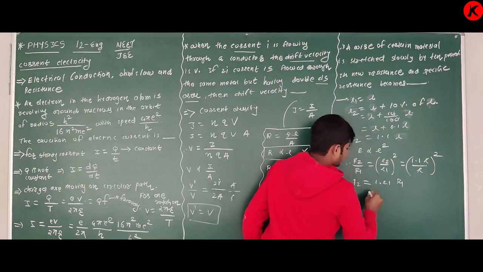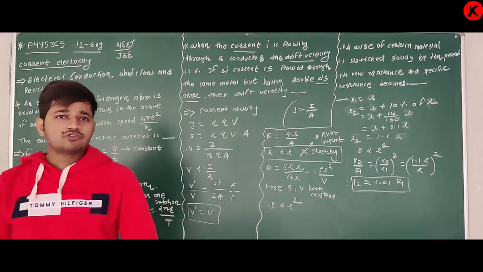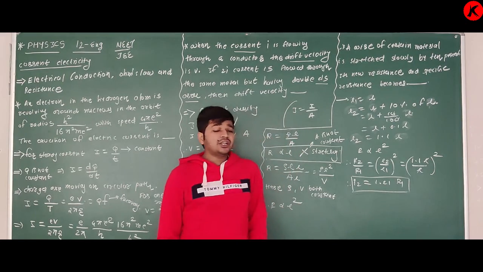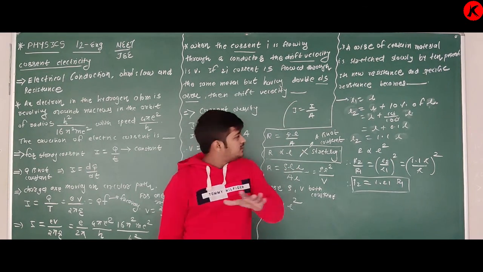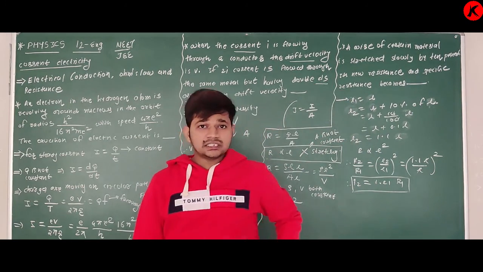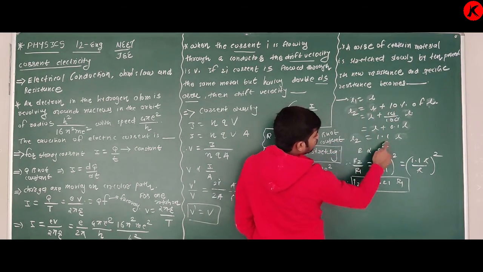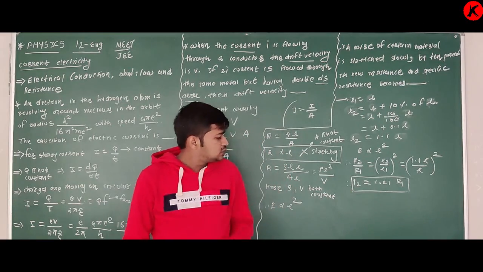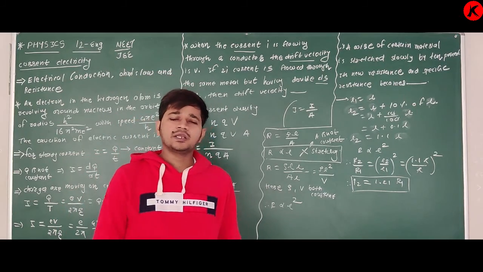So yes, it is your answer. R2 is equal to 1.21 R1. Clear? By mistake I had written it as resistance, but as it is stretched, its length changes. Sorry for that. L1 is equal to L, L2 is equal to 1.1 L, then R2 is equal to 1.21 R1. Clear about this?